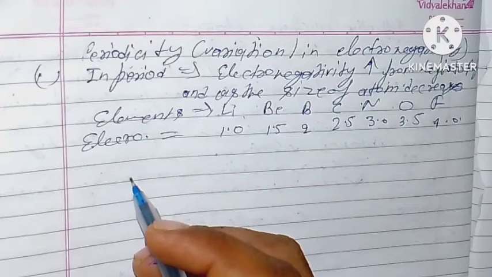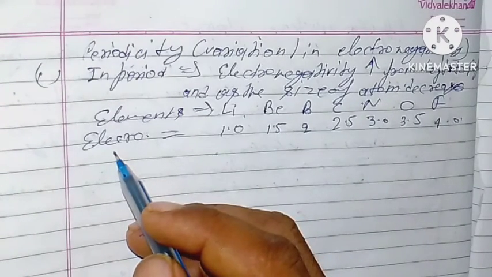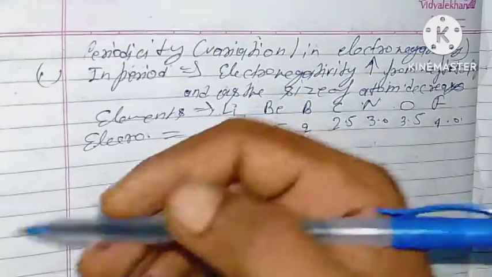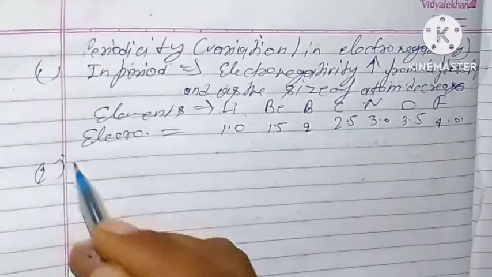This is due to the increase in nuclear charge, as a result of which the added electrons can be more strongly attracted by the nucleus. Second number: in a group.